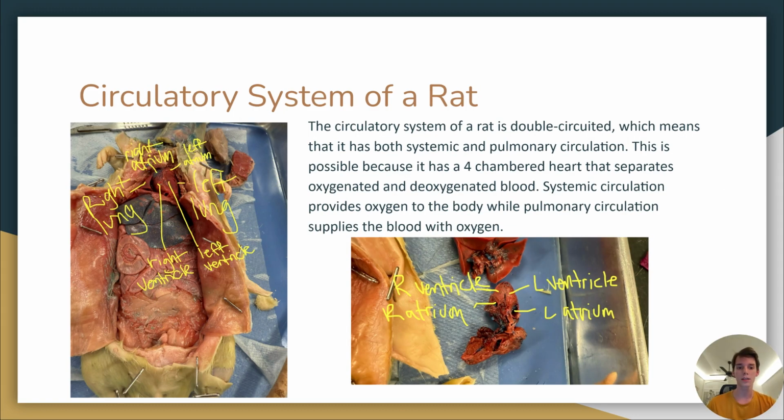And the circulatory system, as you can see, has a four-chambered heart and a right and left lung. That means that it's double circuited, so there's a separation of oxygenated and deoxygenated blood. And it has systemic circulation throughout the body that provides oxygen to the body, and then pulmonary circulation that oxygenates the blood as it goes to the lungs.